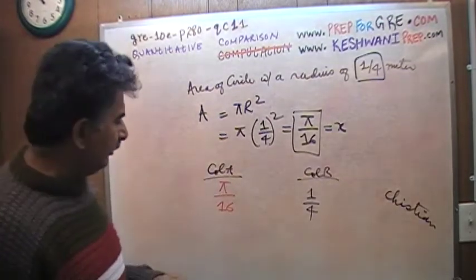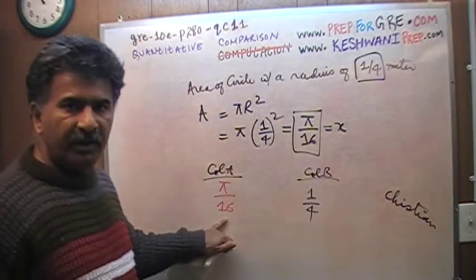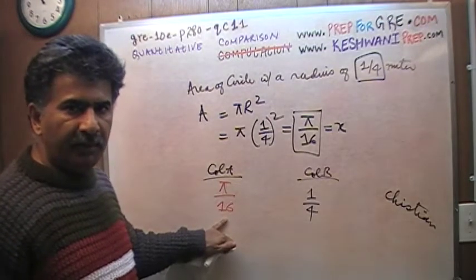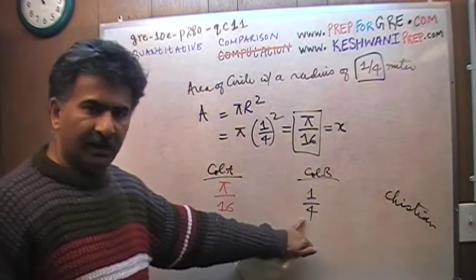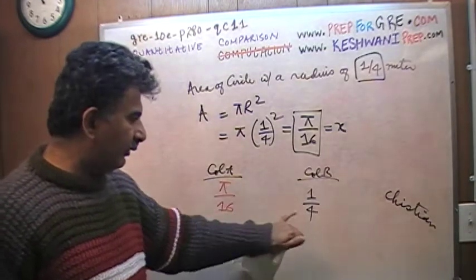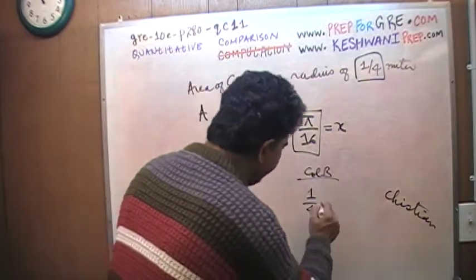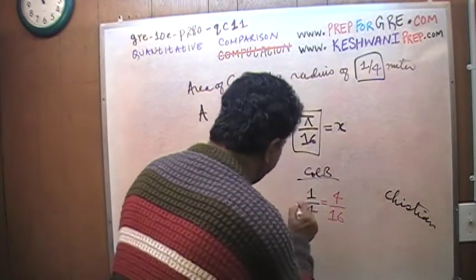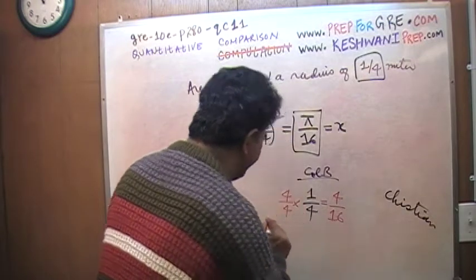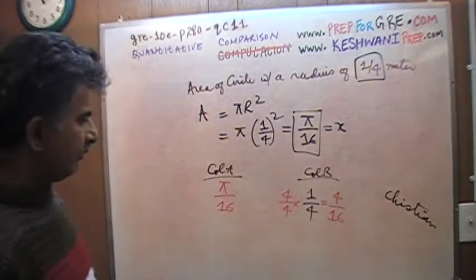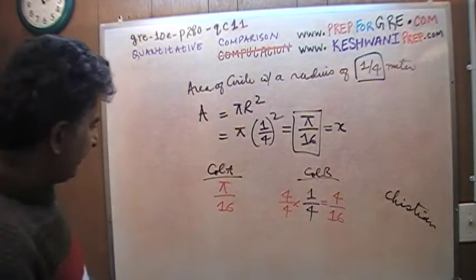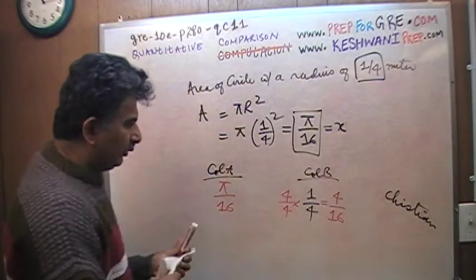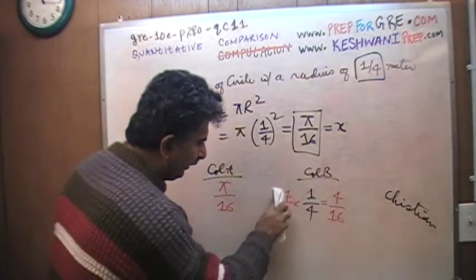Very first thing I'm going to do is, because I have a denominator of 16 here, it will make my life much easier if I had the same denominator here. So let's convert this 4 into a 16 by multiplying top and the bottom by 4. It becomes 4 over 16. So now I'm comparing pi over 16 versus 4 over 16.